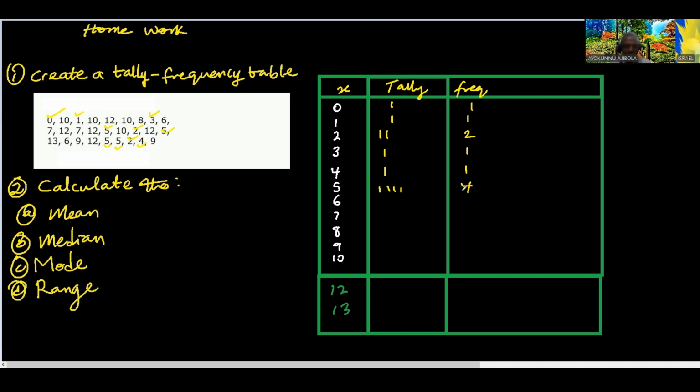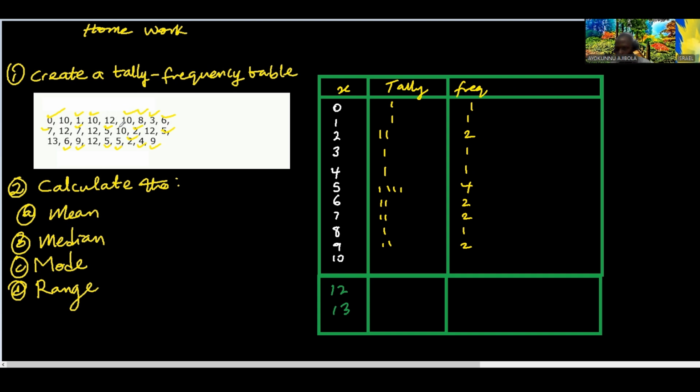Then I have four. How many sixes can I see there? Just two. How many sevens can I see there? Only two. How many eights can I see there? Only one. How many nines can I see there? Only two. Then how many tens can I see there? One, two, three, right?